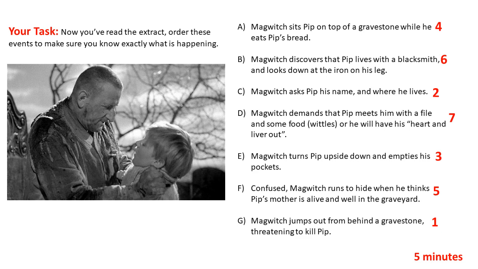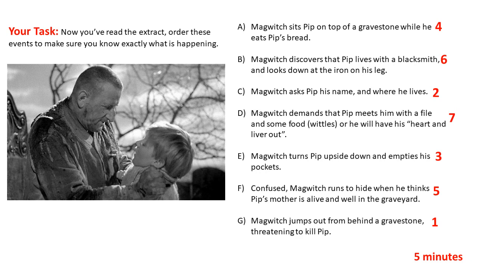Okay, so this is the order. Magwitch jumps out from behind a gravestone, threatening to kill Pip. Magwitch asks Pip his name and where he lives. Magwitch turns Pip upside down and empties his pockets. Magwitch sits Pip on top of the gravestone while he eats Pip's bread.